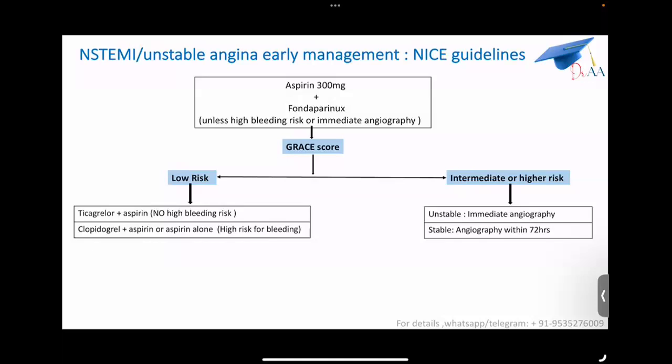Okay. That is one more important thing. Out of all this medical management that we are doing, the only one thing which is proven to reduce morbidity and mortality is aspirin. Remember that. None of the other antiplatelet drugs are known to reduce the mortality or morbidity. Only aspirin is proven.